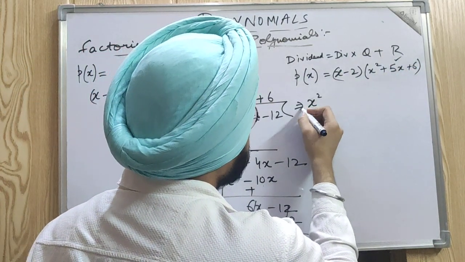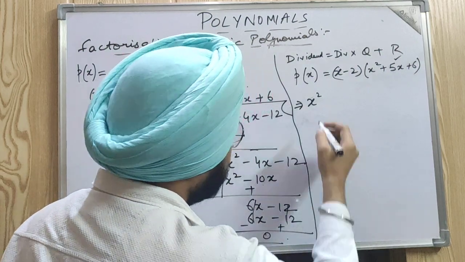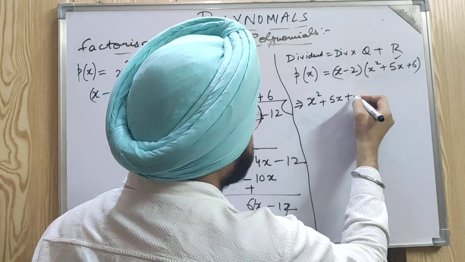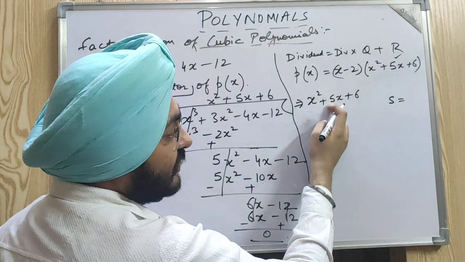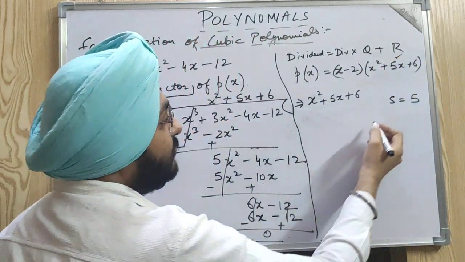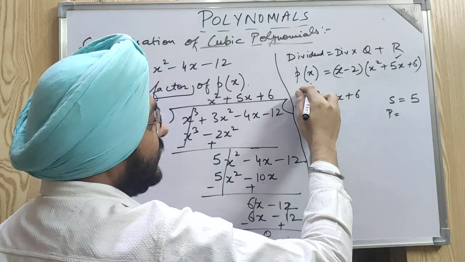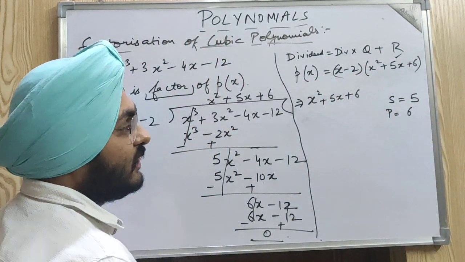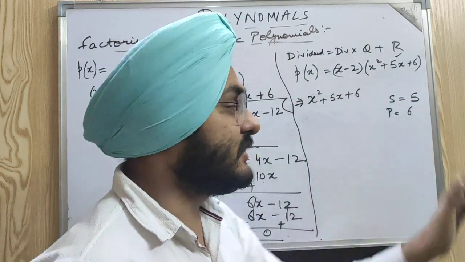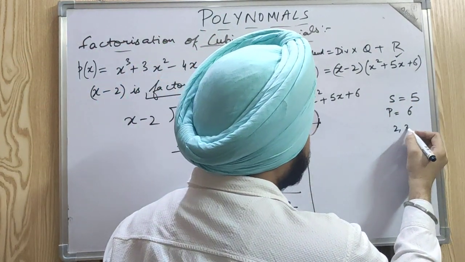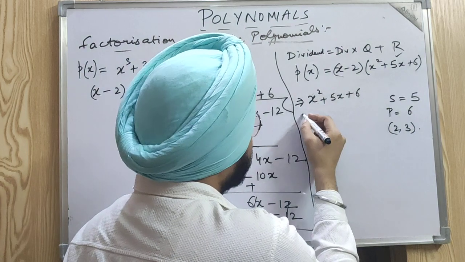So on factorizing this, x square plus 5x plus 6. So you know the sum is what? The coefficient of x, which means 5, and the product is 6 multiplied by 1, that is 6 only. So find the two numbers whose sum is 5 and product is 6. So we know that the numbers are what? 2 and 3 here.